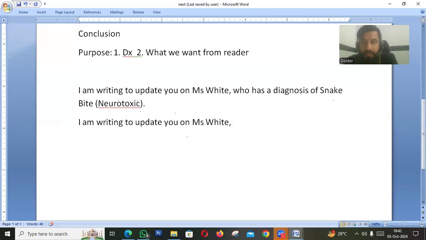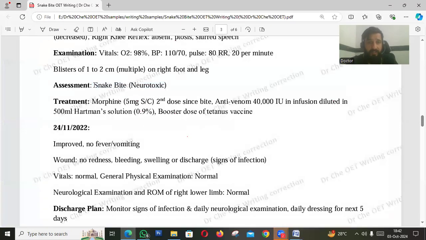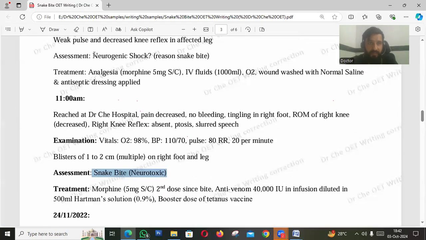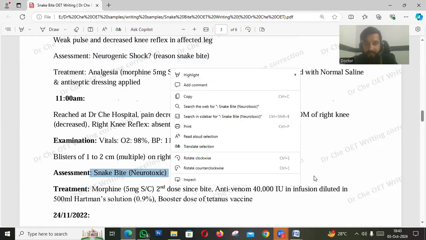What else? Anybody else? Here is a question mark, so we can write likely diagnosis of the snake bite leading to neurotoxic shock. No, there is no question mark here. The question mark was when the patient came at the start, even before, when the patient was rescued by air ambulance. At that time, the patient was in neurogenic shock. But when the patient came to the hospital, this is the final diagnosis that they made. So there is no question mark here. This is the final diagnosis.